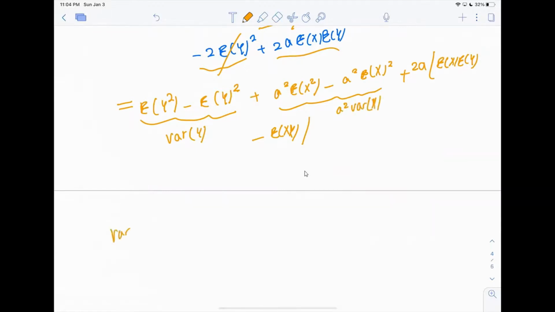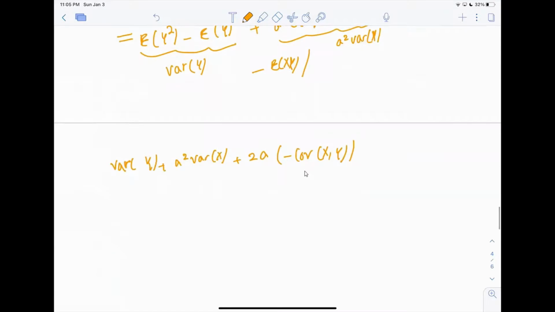So the resultant value is going to be variance of y plus A square variance of x. Let's write this better. Plus 2A, what was this term? Negative covariance of x and y. Great. Okay, good. Let's now plug the equivalent value of the A. So here we will have variance of y plus covariance of x and y square.